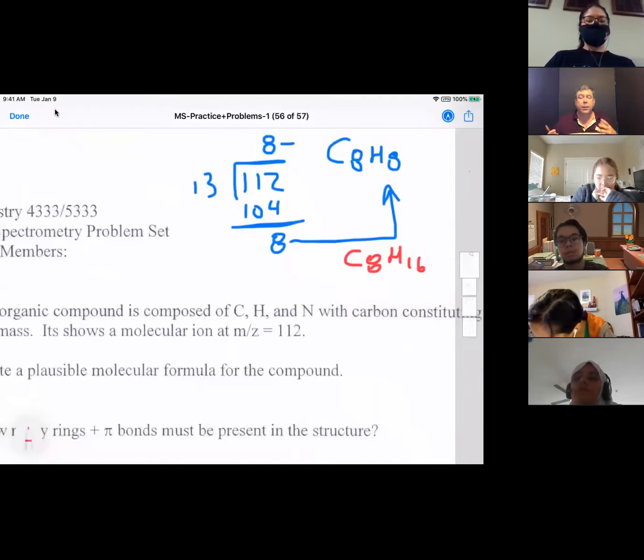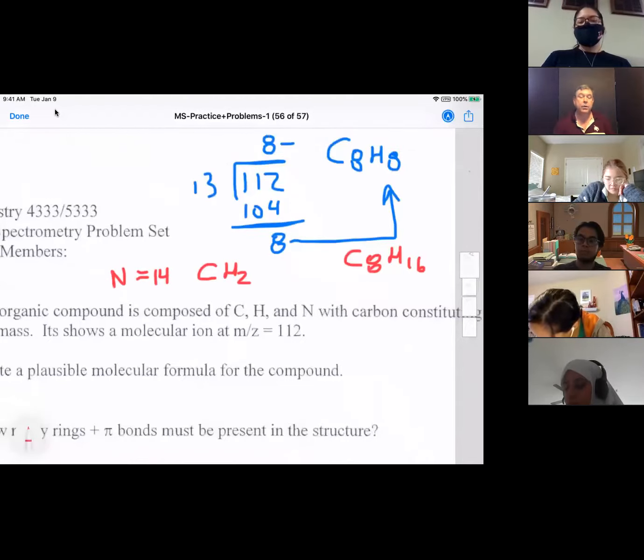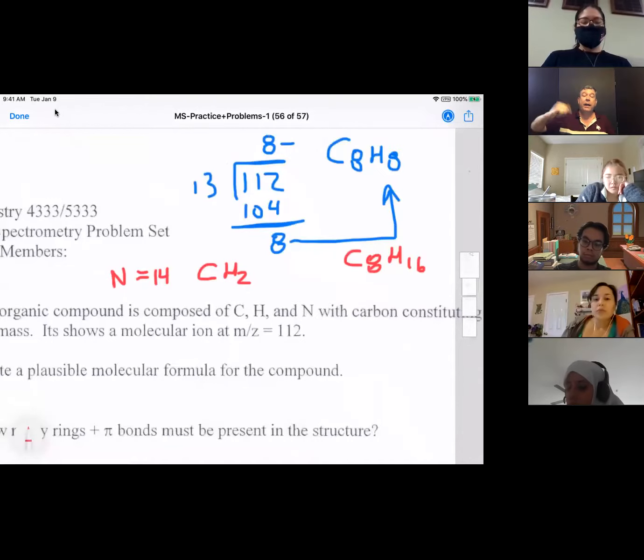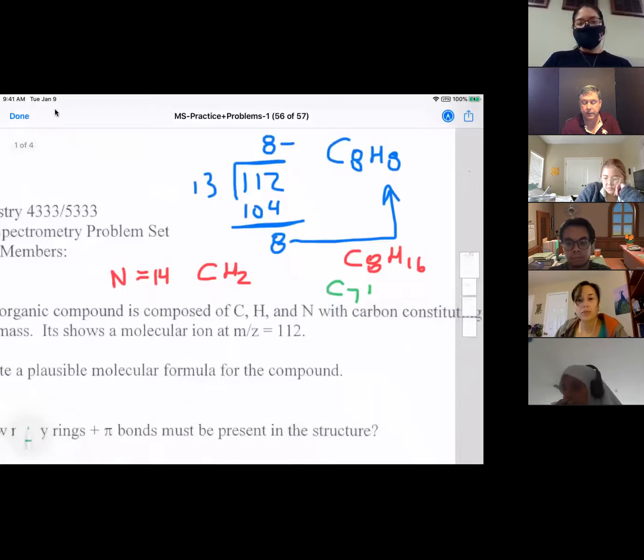Okay, so now we have to do that substitution rule, okay? So because we don't have nitrogen, we have nitrogen is equal to 14 molecular weight, which means a CH2. So to add a nitrogen, we take away a carbon and take away 2 hydrogens to get to our first possible one. So that'd be C7H14N. Okay.